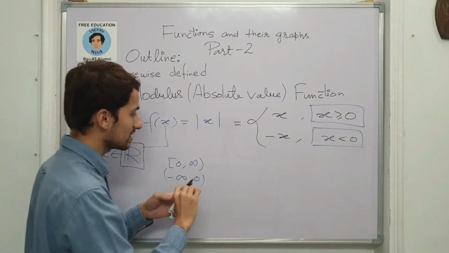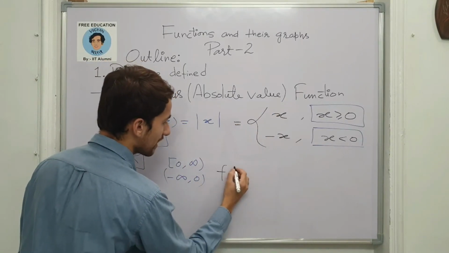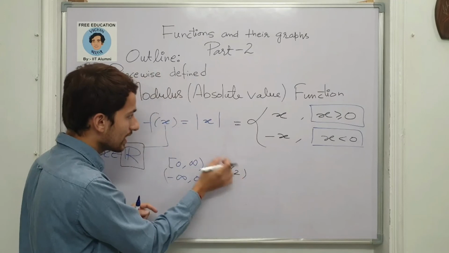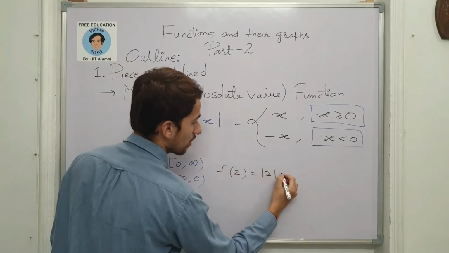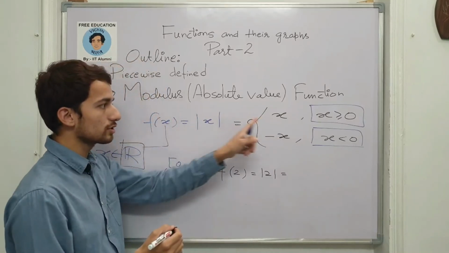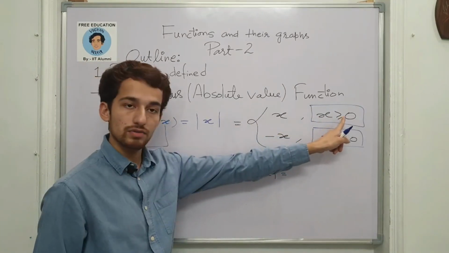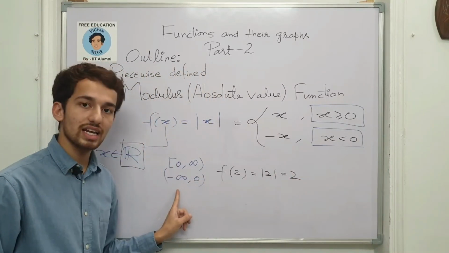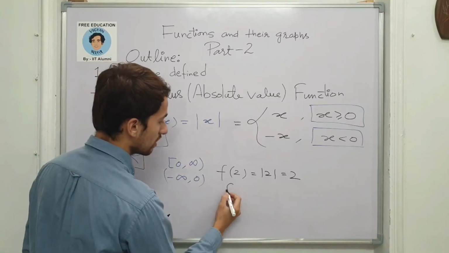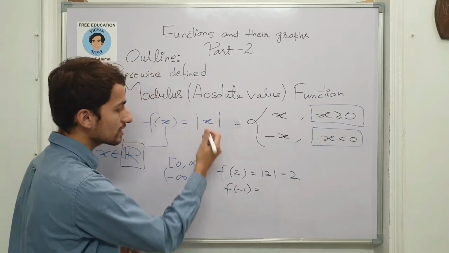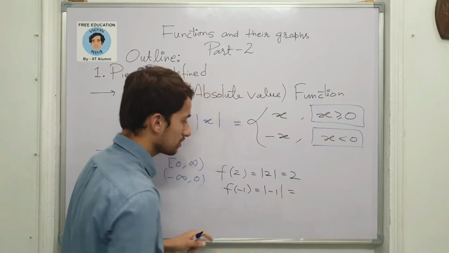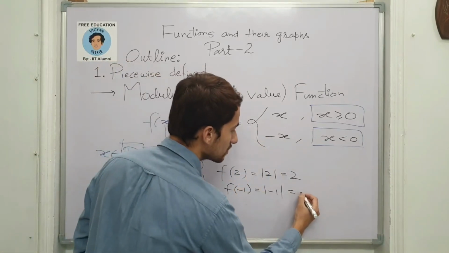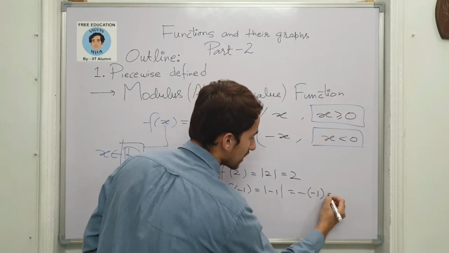Let's take an example to understand this. If I choose a value lying in this particular part of the domain, suppose I choose x = 2, then the value is 2 itself, because your input lies in this part of the domain. However, if we choose a negative value, a value which lies in this particular interval, suppose -1, then the answer is given by negative times the input. Your input was -1, so the answer is 1.